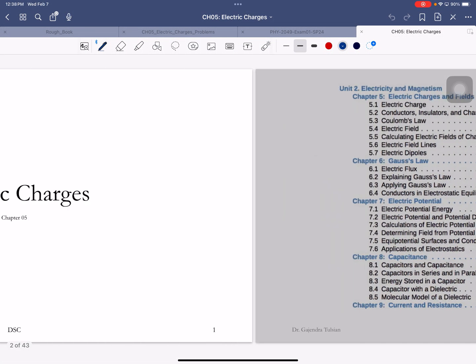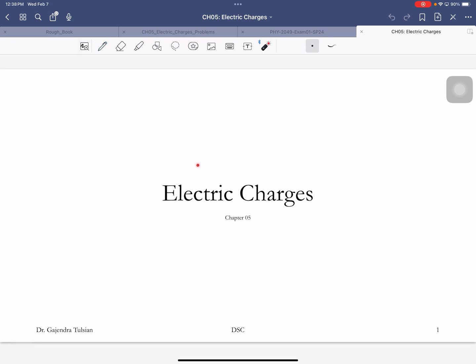All right, so today we'll start the subject of electricity. We'll study electricity and magnetism.